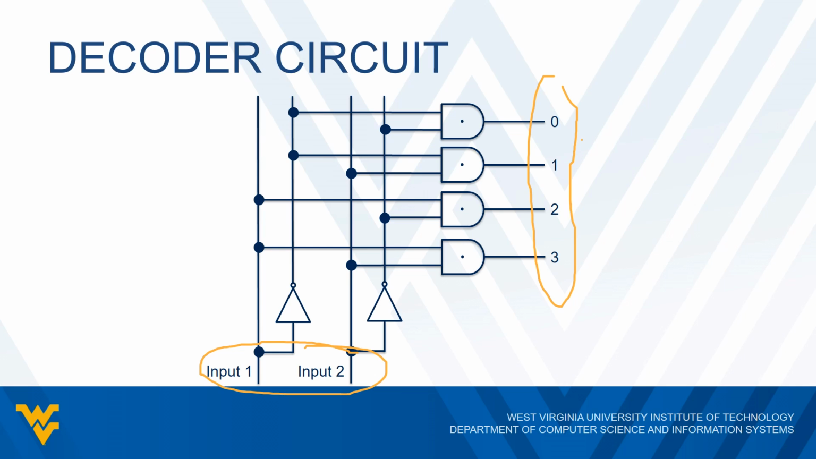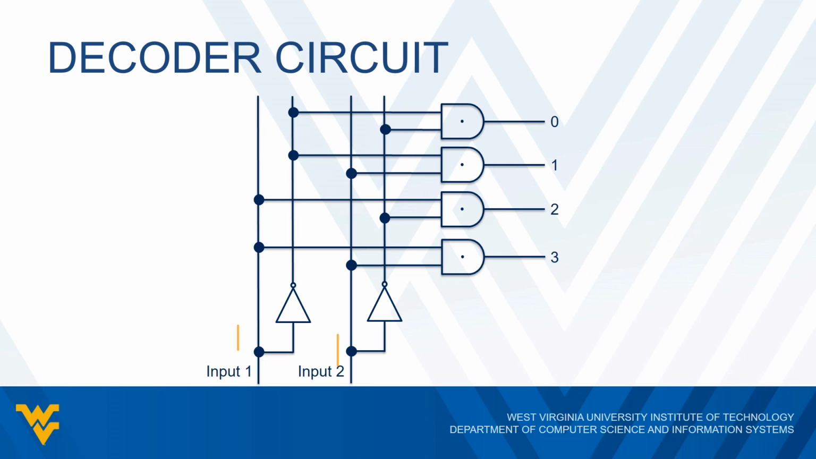So for example, let's say our 2 inputs are 1, 1. So let me clear this real quick. So let's say this is 1, and then here is another 1. So 1, 1.